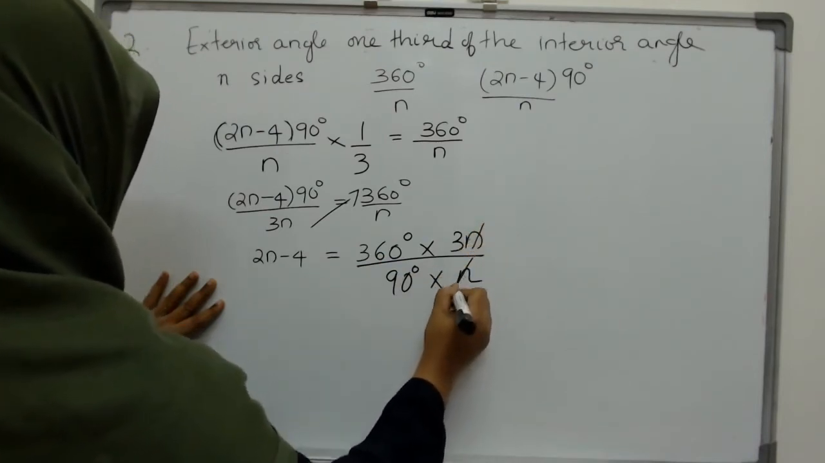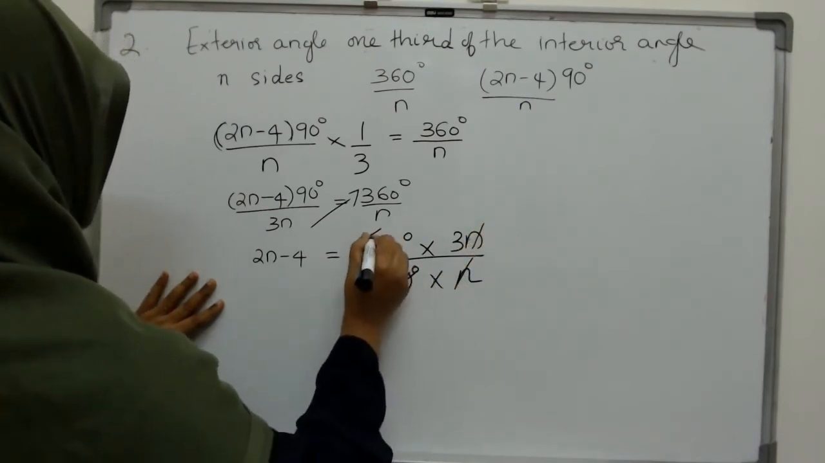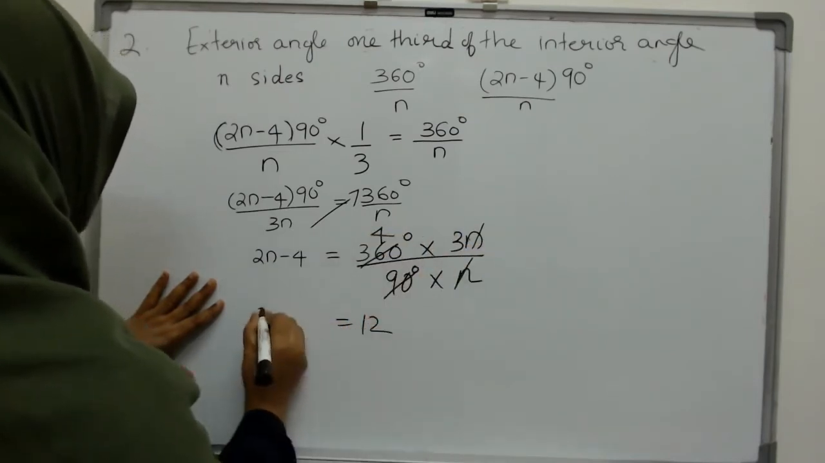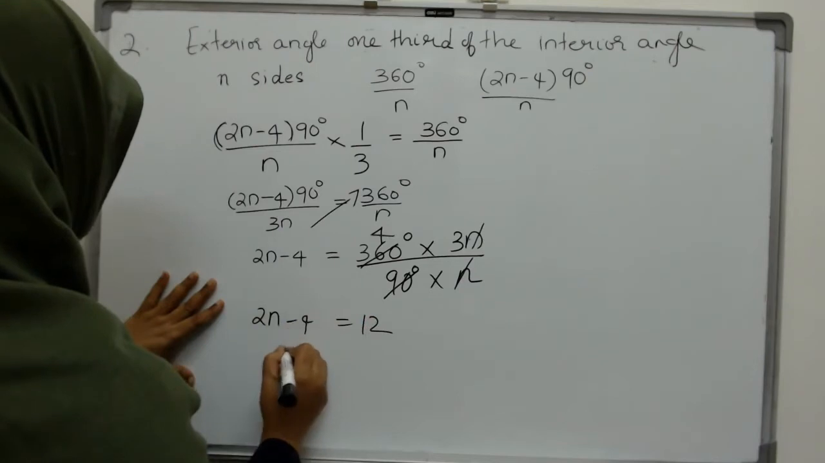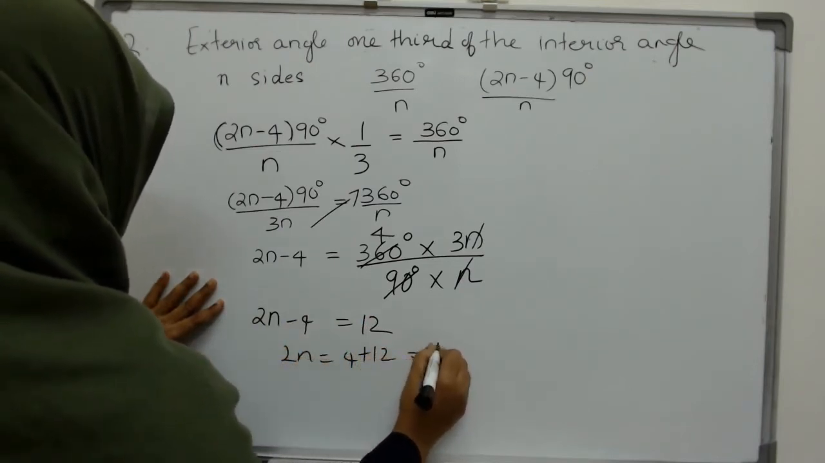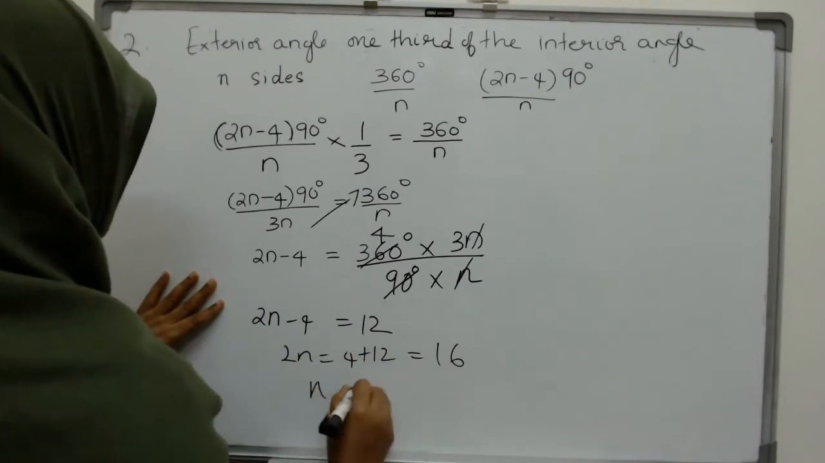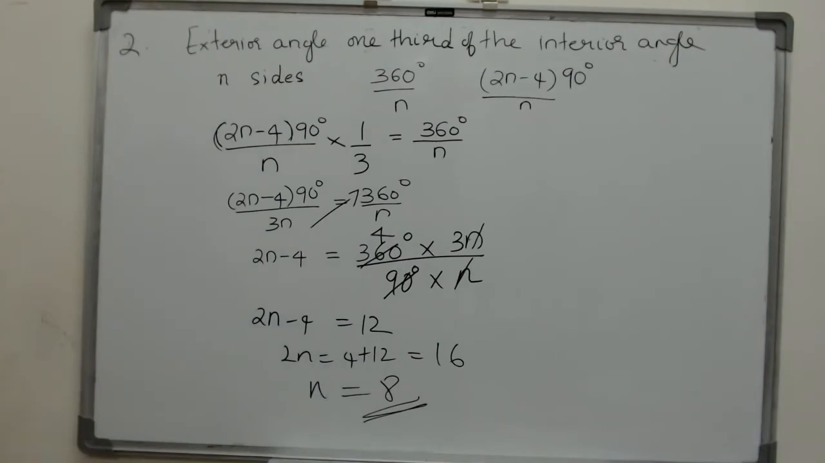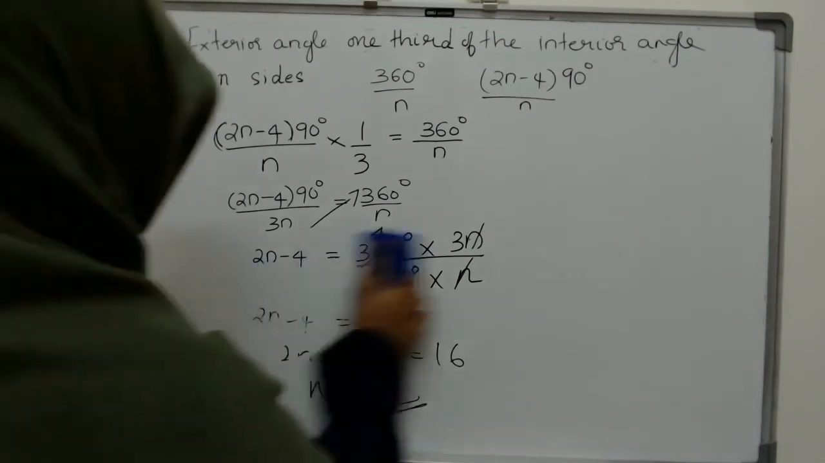So n and n get cancelled, and this becomes 4. 4 into 3 is 12. So you have 2n minus 4 is 12. That means 2n is equal to 4 plus 12, which is 16. So that means n is equal to 8. So what you have here is a regular octagon. Now let's go on to the next question.